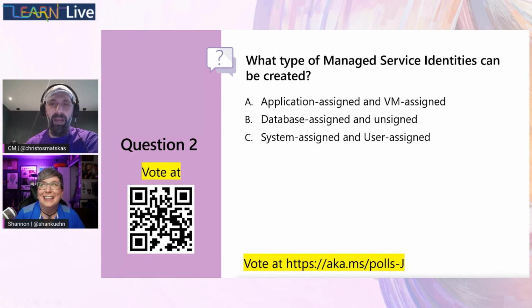Okay. So let's see. We have application assigned and VM assigned. They're not application assigned or VM assigned. They're resource assigned. So that is definitely not the right naming. We never mentioned that. Database assigned and unsigned. I think there's some typos in there. So just for that, I will say definitely no. And then we have system assigned and user assigned, which definitely ring a bell, because that's what Shannon was saying. She only uses the system assigned ones, and we want her to use the user assigned.